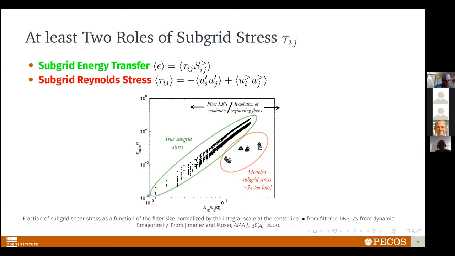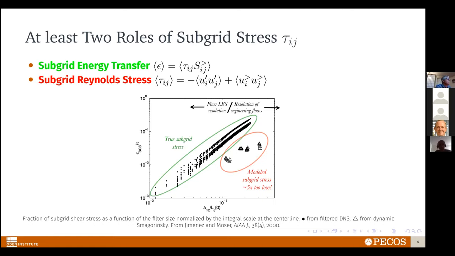The issue of having to model the unresolved part of the Reynolds stress is something that has been appreciated for a long time. The challenge is a consequence of the fact that we need the subgrid stress to play two roles: the role that we commonly ascribe to it of representing the energy transfer to small scales, which our models are generally formulated for, but in addition, there's the subgrid Reynolds stress, which is just the mean of the subgrid stress. And that is something that's been more problematic.